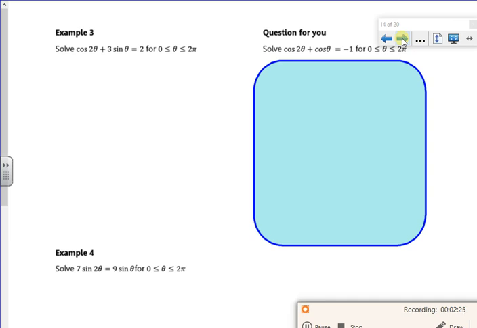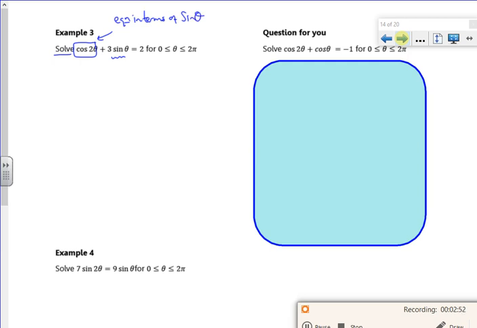So let's have a look at this question. What's it asking me to do? It's asking me to solve it. It's a trig function. This here at the moment is wrong. What I want is something all in terms of sine. So I want an equation in terms of sine theta.